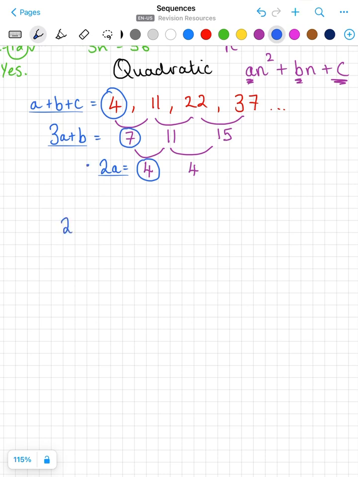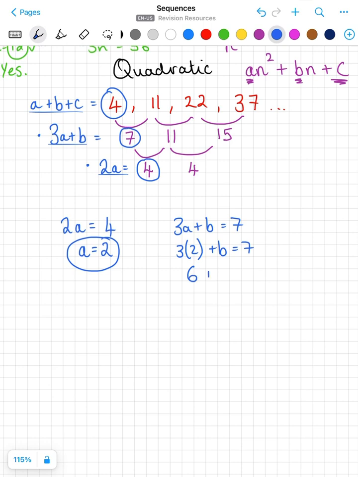We have to start at the bottom because we need to find the value of a first before then we can put it in here to find the value of b. So if 2a equals 4, a must be equal to 2. 3a plus b equals 7. Well, we've just found the value of a to be 2, so we're going to substitute that in. That's 3 times 2 is 6, plus b is equal to 7. So b must be equal to 1.